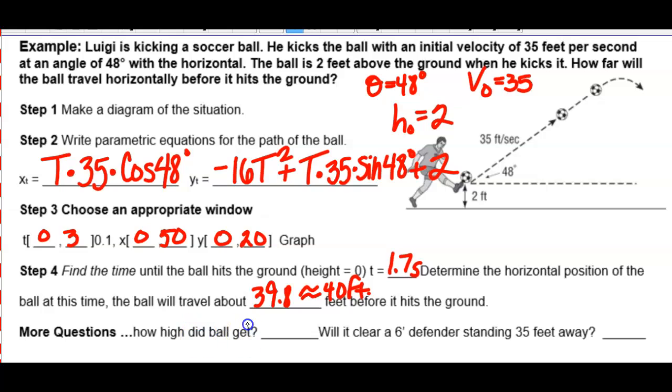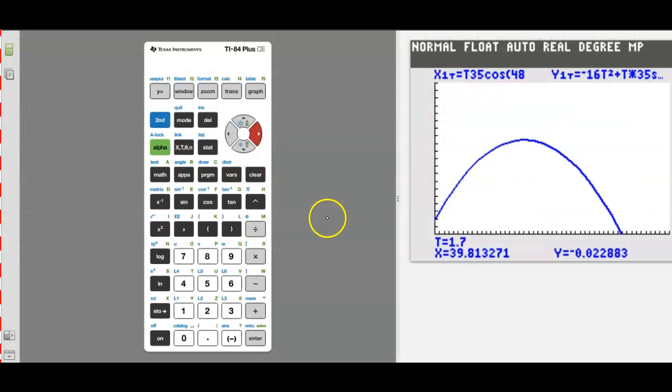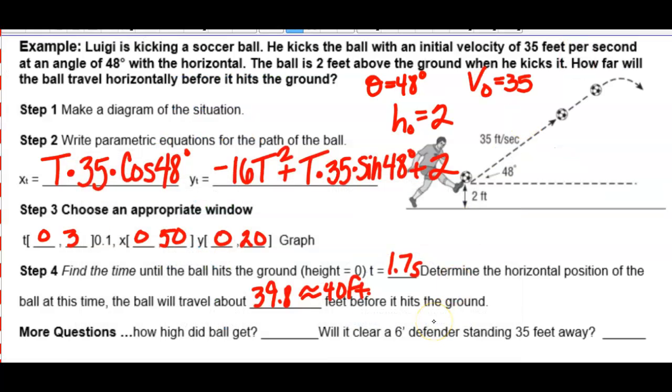How high did the ball get? Well, the highest the ball got was up here somewhere. So if we trace back in time, try to figure out the highest it ever went. Looks like 12.56 is the highest. Okay. So about 12.6 feet.